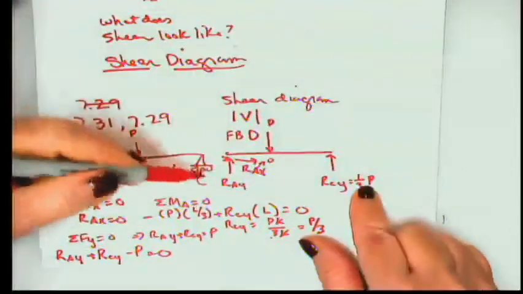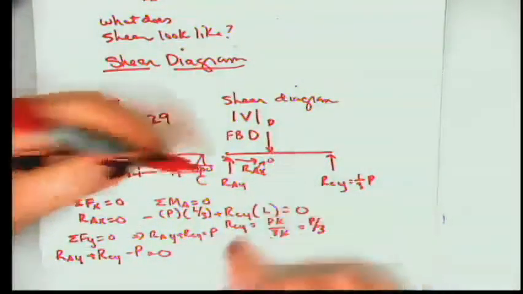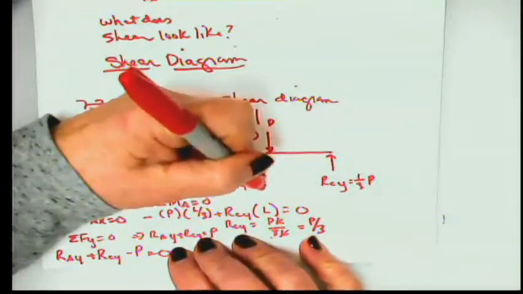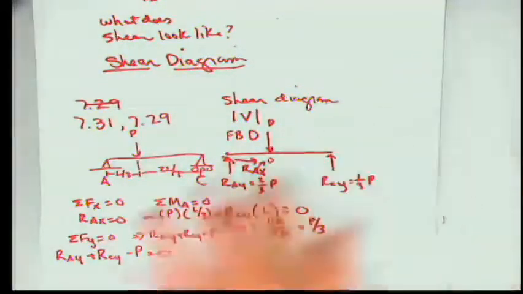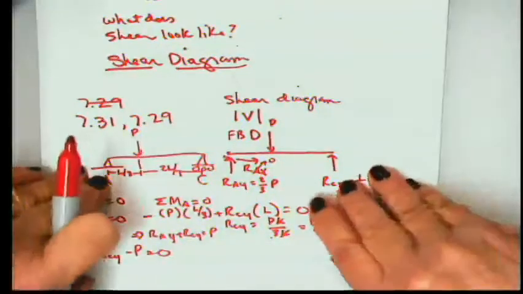So if this is 1/3 P and this plus this equals P, this must equal 2/3 P. Okay, so far we're sort of on familiar territory.